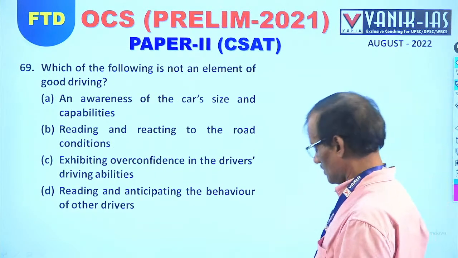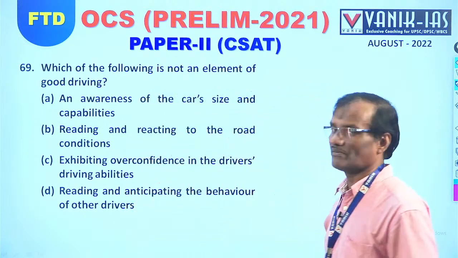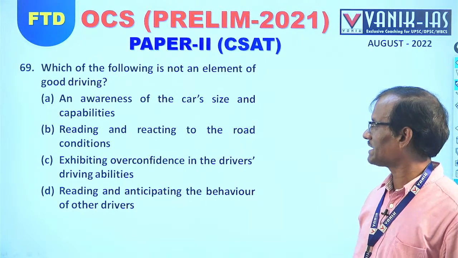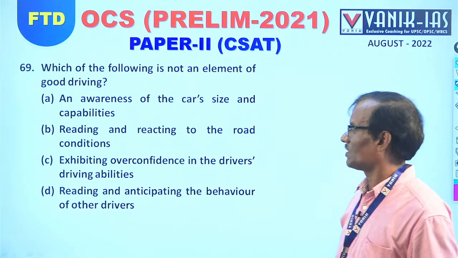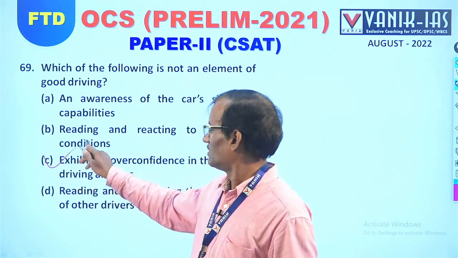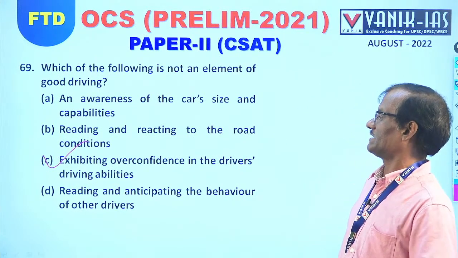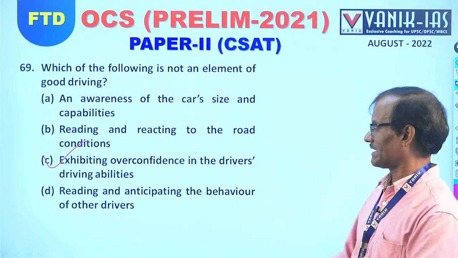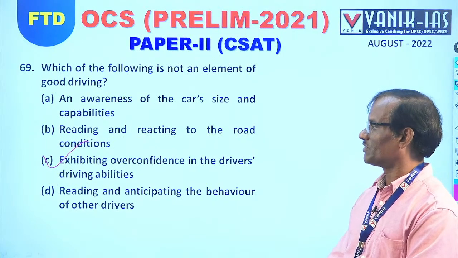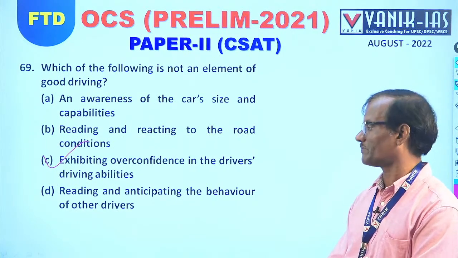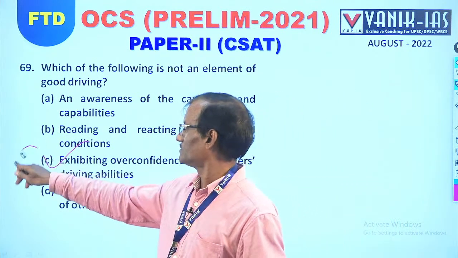69. Which of the following is not an element of good driving? Exhibiting overconfidence in the driver's driving ability is not an element of good driving. An awareness of the car size and capability, reading and reacting to the road conditions, reading and anticipating the behavior of other drivers, they are all elements of good driving. But overconfidence is obviously a negative word, so that should be the answer. C.